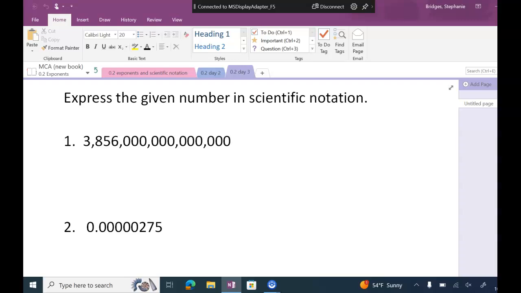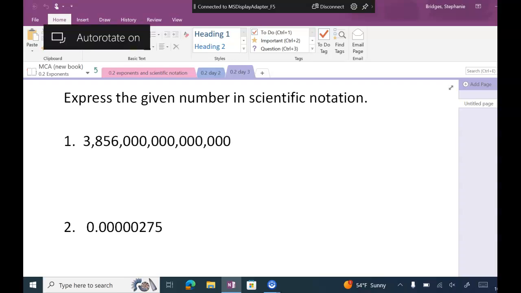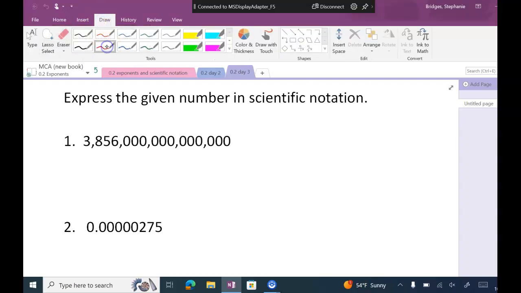So essentially what we have to do to turn a number into scientific notation is we are going to take the decimal from where it is currently. Where is it currently? Behind the last zero. Yeah. So our decimal, I'm going to go ahead and just put it in there so we can see it.